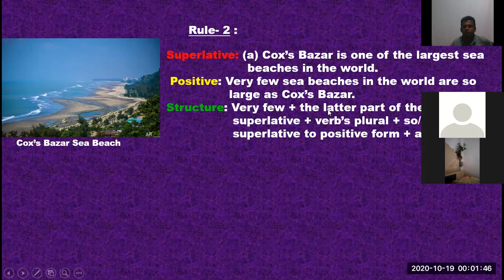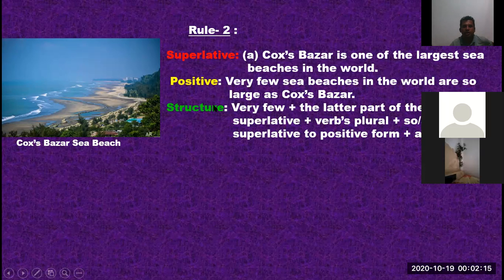The structure is very few plus the later part of the superlative plus plural verb plus so or as. Here you notice a thing: after very few we put a plural verb, and after no other we put a singular verb. Plus superlative to positive form plus as.